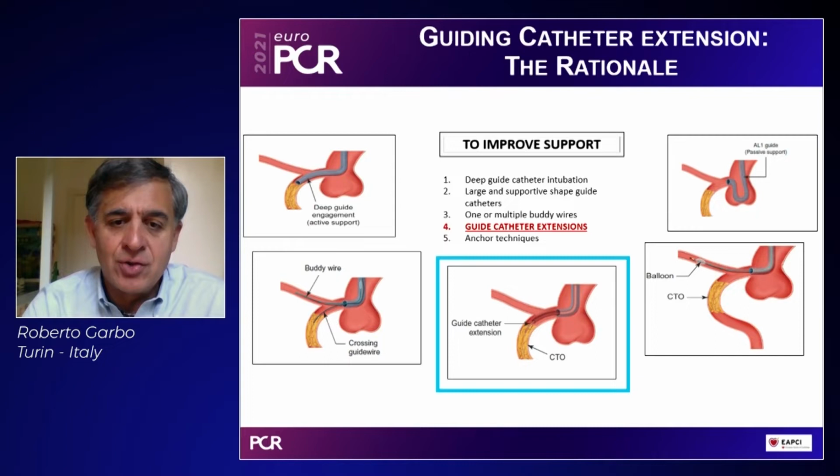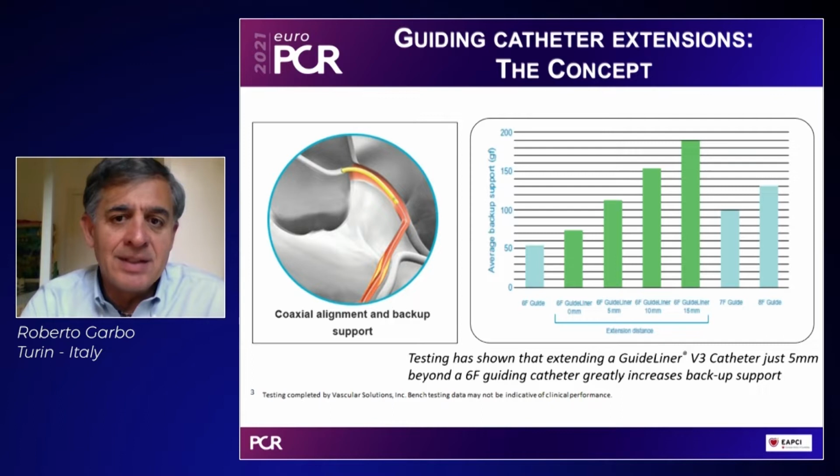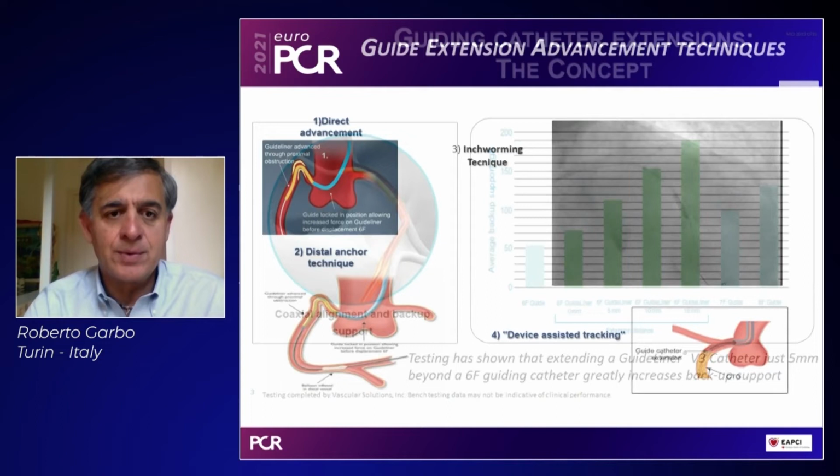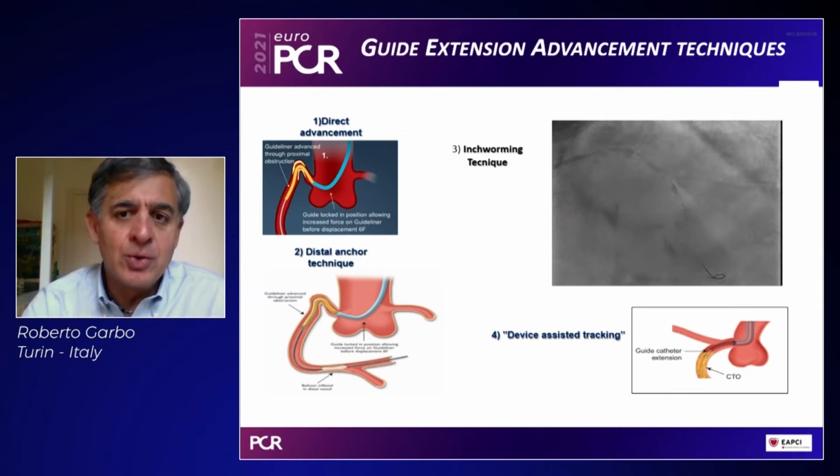We can see in this slide how important advancing a guide extension is to improve the support. You can see in the green cylinder that for every 5 millimeters of advancement of the guide extension, you increase your support a lot. We have many techniques that help us to use the guide extension.